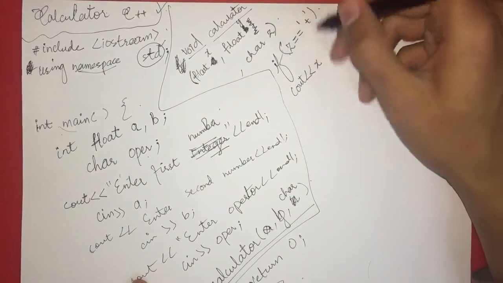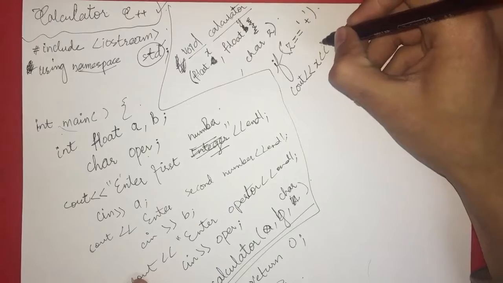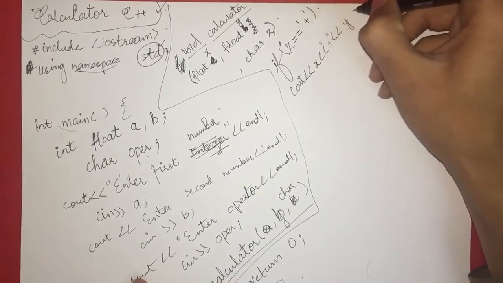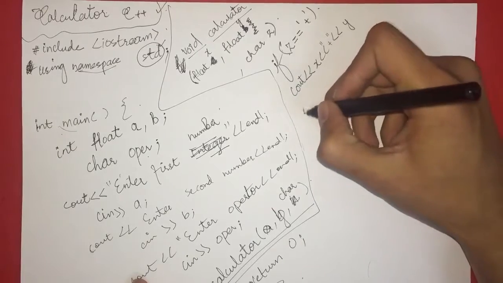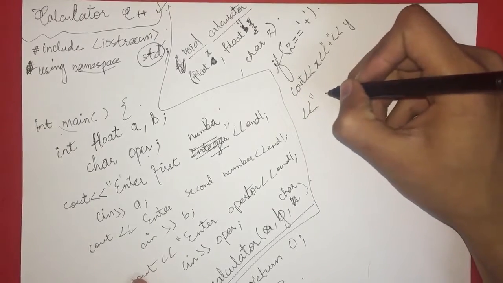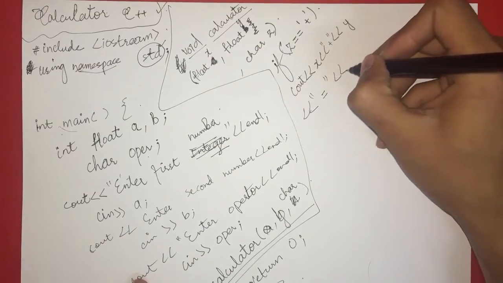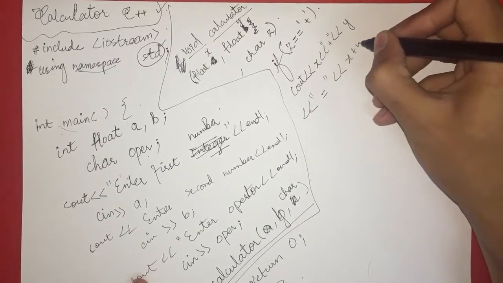So cout x, then we are going to say plus y. This is in the next line: x plus y equals x plus y.